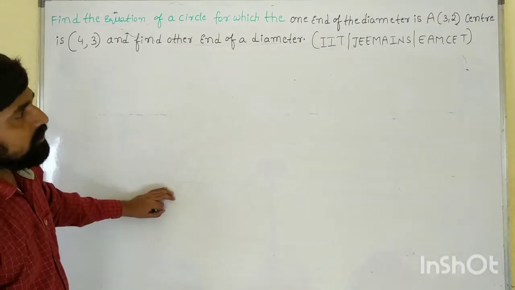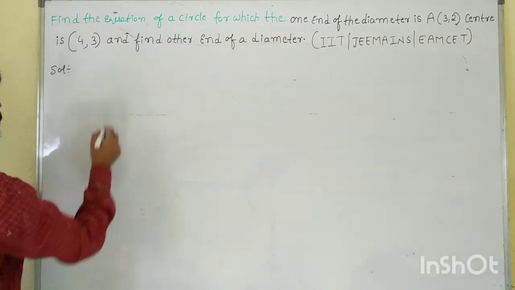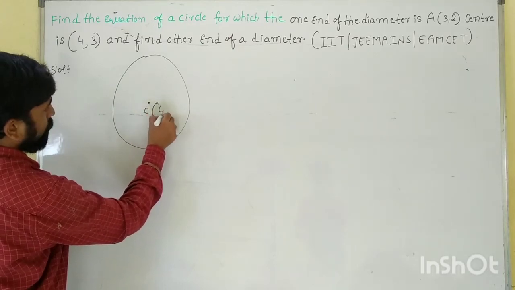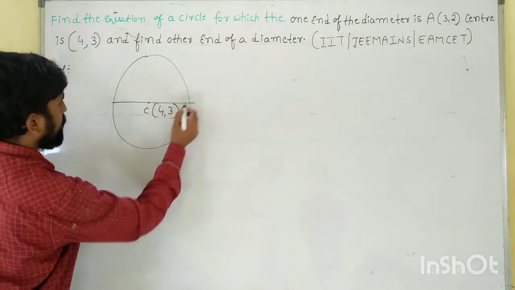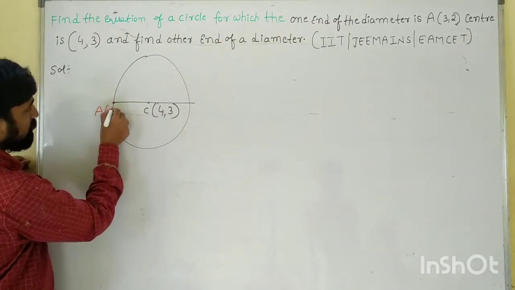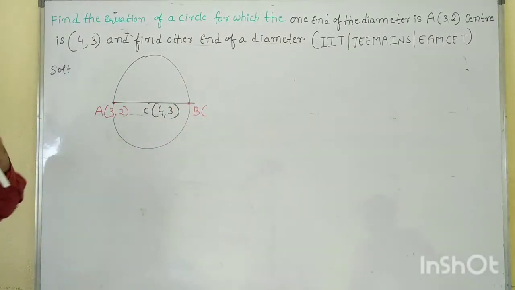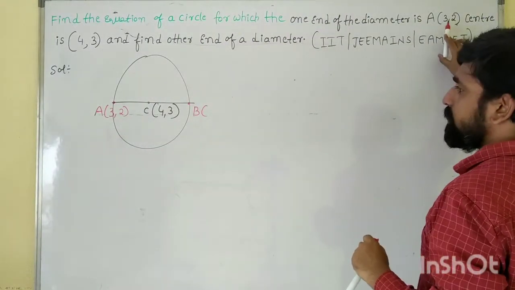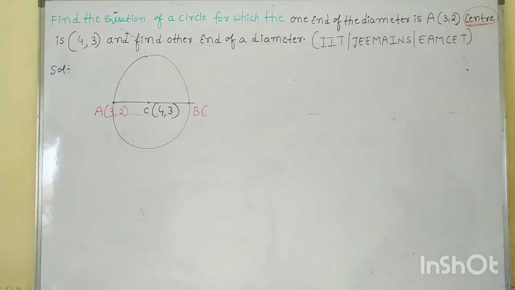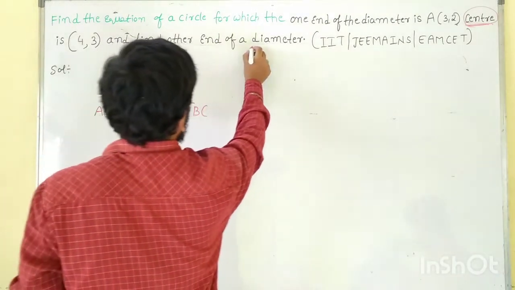Find the equation of the circle for which one end of the diameter is A, and the center is given. The center is 4 comma 3 and one end of the diameter is given as A, 3 comma 2. We need to find B, the other end of the diameter, x2 comma y2, and then the circle.